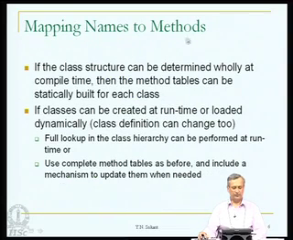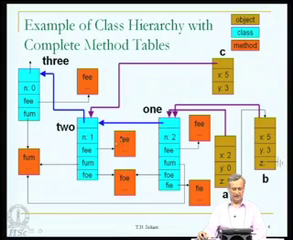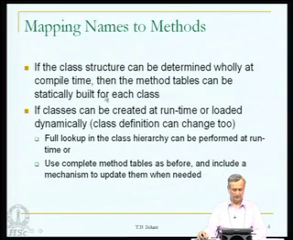How do we map names to methods? If the class structure can be determined wholly at compile time, then the method tables can be statically built for each class. So, here in the previous example, that is how it was. Here we knew which particular class is where, which object belongs to which particular class, which methods have been defined in which class, etc. So, we could build all the method tables statically and put them inside the class record.